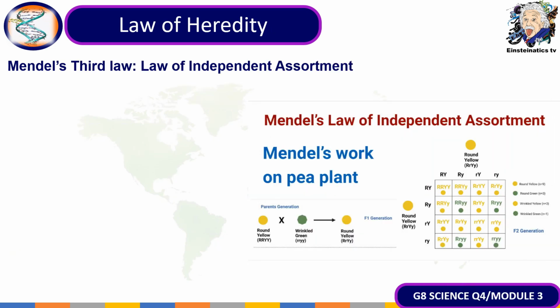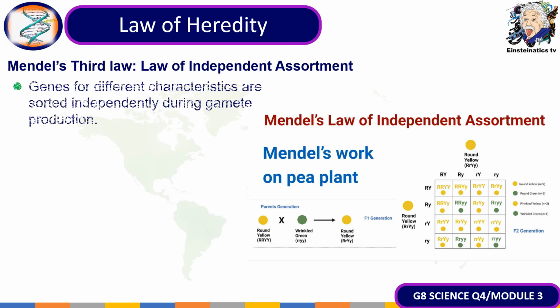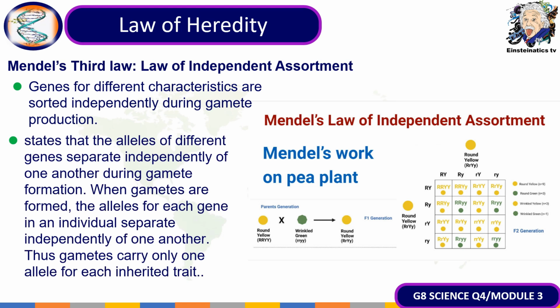The third law naman is known as the law of independent assortment. Ano nga ba yung ibig sabihin ng independent assortment? So madali lang. Genes for different characteristics are sorted independently during gamete production. So it states that yung mga alleles of different genes separate independently of one another during gamete formation. So when gametes are formed, the allele for each gene in an individual separate independently of one another.